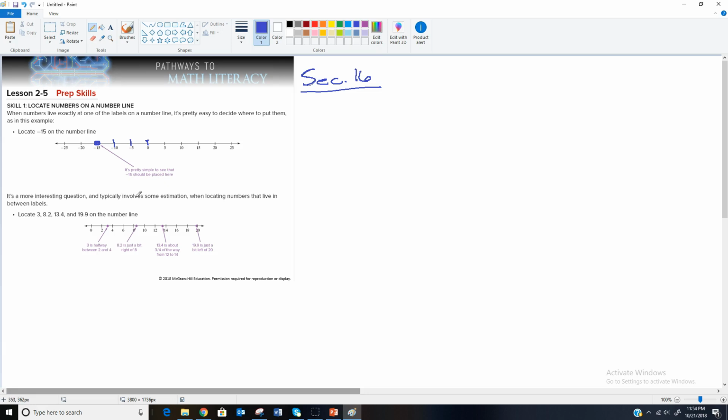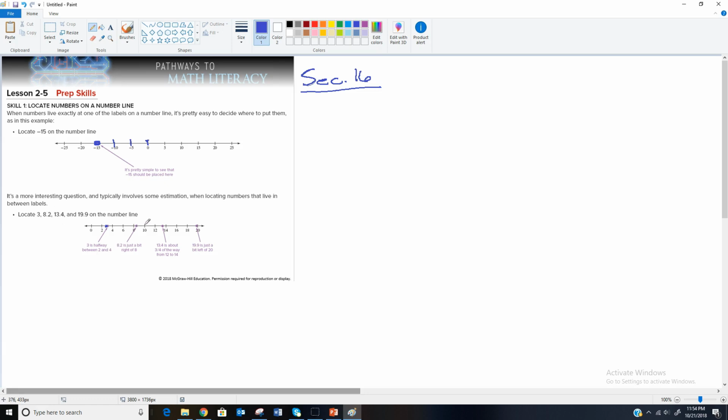But if you have numbers that do not live at one of the labels, and we don't even necessarily mean at a whole number, depending on how the number line is labeled, it doesn't have to be labeled by 1. So for instance, this number line is labeled by 2s. So any number that's an even number is going to be easy to mark, but if you have anything in between those, they're not going to be right on one of the marks. So for instance, 3 would be halfway between 2 and 4. 8 would be, I'm sorry, it's not just 8, it's 8.2.